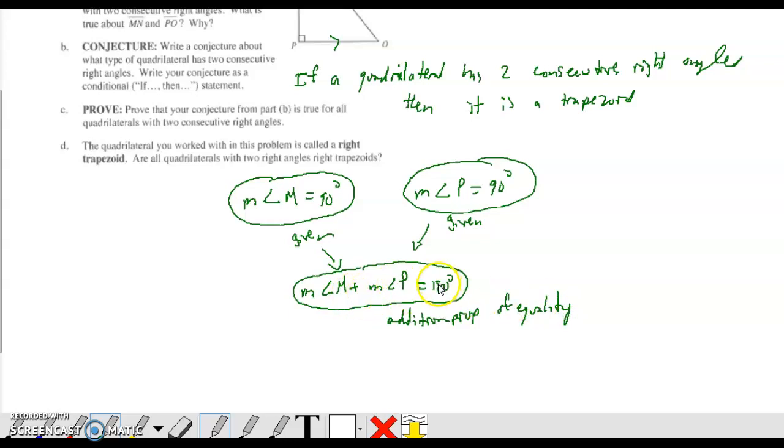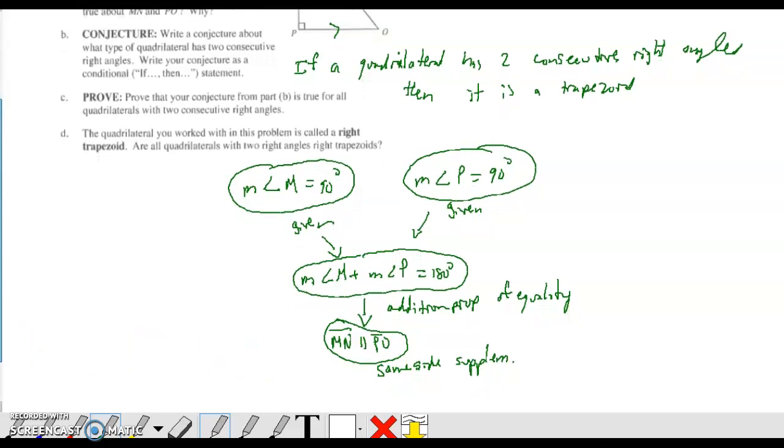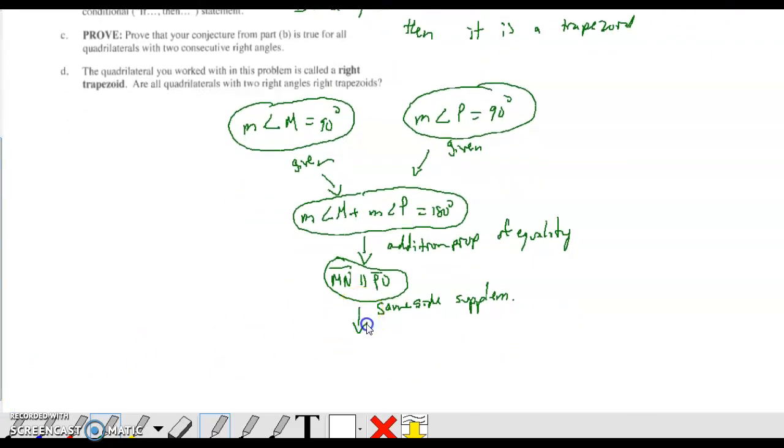What do I get to say? Since those add up to 180 degrees, because we noticed that these were same side interior angles, I can say that MN is parallel to PO. And we get to say this by same side supplementary. Therefore, MNOP is a trapezoid, and we can say definition of a trapezoid.